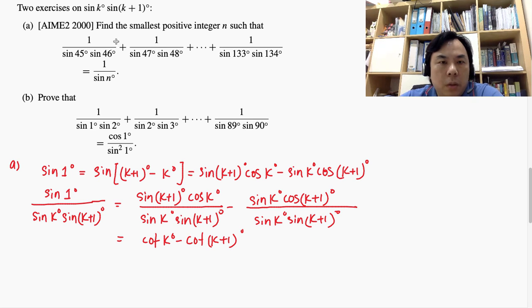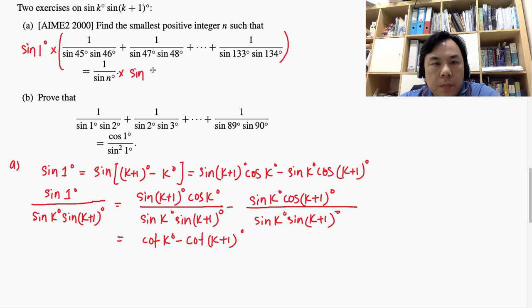Now to work with these summations, we're going to multiply both sides by sine 1 degree also. So the same thing here, by sine 1 degree. So therefore, all this term here will be the same as this. So we can convert all this term into cotangent in this case. So therefore from here, I'm going to put a star here.